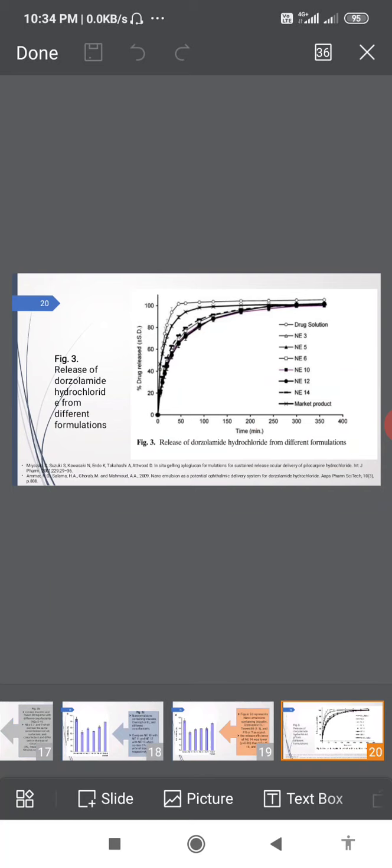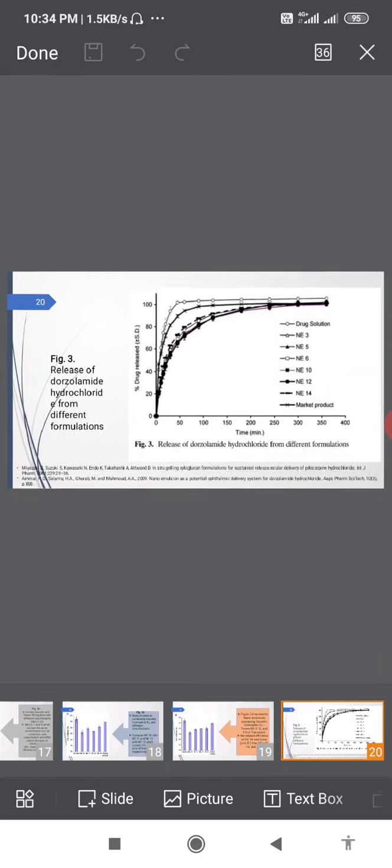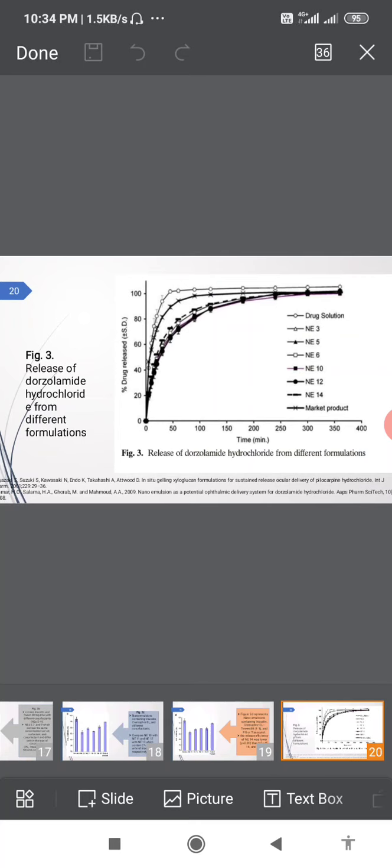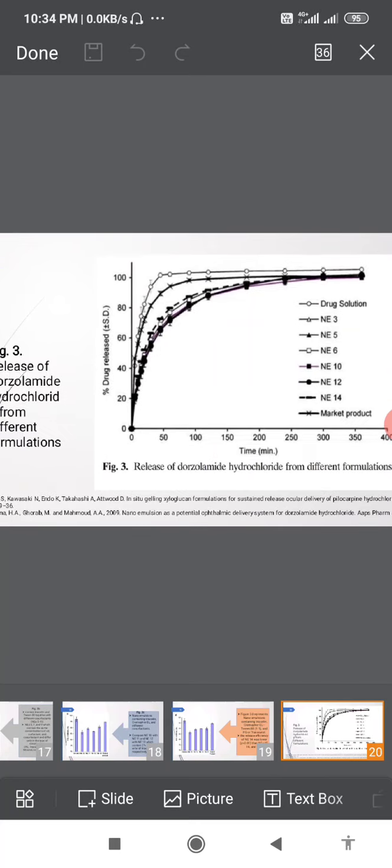From the above release studies, we can see that nanoemulsions 3, 5, 6, 10, 12 and 14 were chosen because of their low release efficiency, and they have possible sustained release of a drug. When we see this release curve, we can say that all the nanoemulsions the author selected have a satisfactory release response as compared to the drug solution and market product.